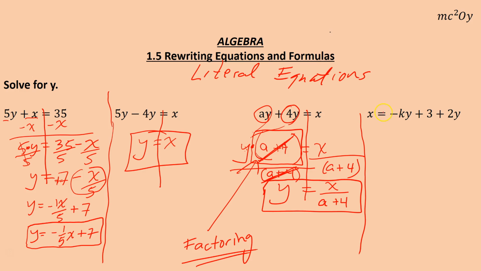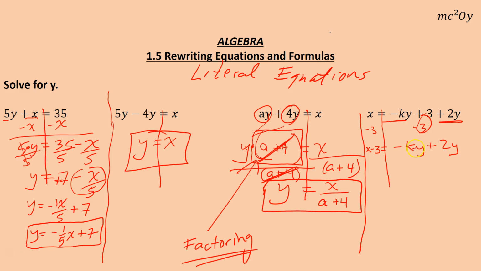So same thing here. I want to get y by itself. I look at this and I go, well, there's a y and there's a y. This doesn't have a y. So I could get rid of this by subtracting 3 on both sides. Now what ends up happening is I get this holding place of numbers and variables here. So I have x minus 3. I can't put them together, so I just write it as x minus 3. That gives me 0, and I'm left with negative ky plus 2y.